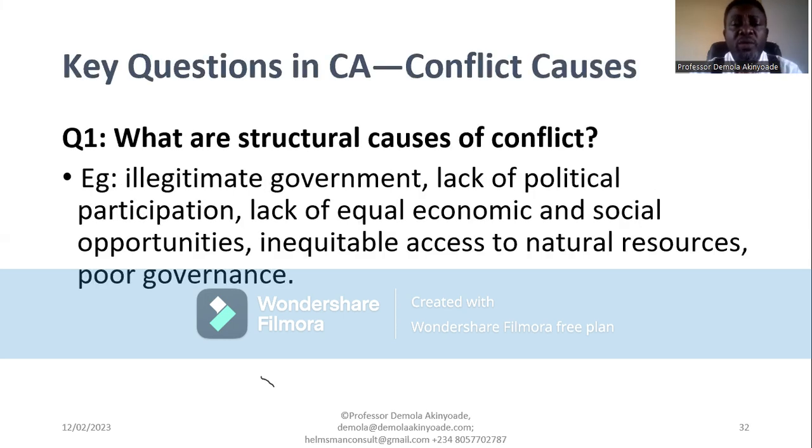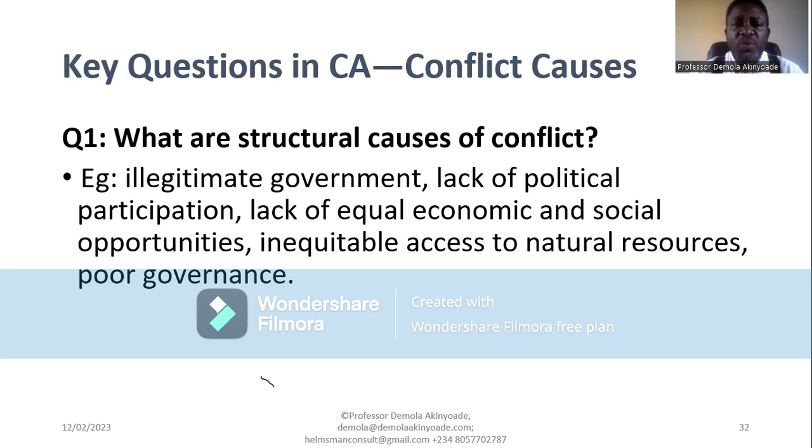So, those 4 questions are the means through which we gather necessary and required information on the profile, that is the environment of the conflict.